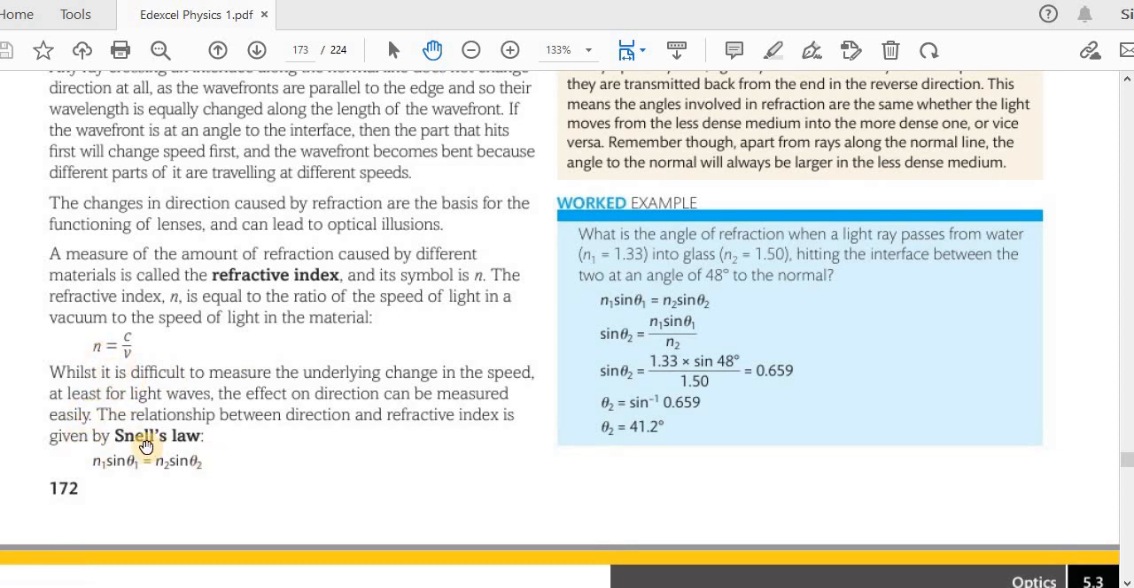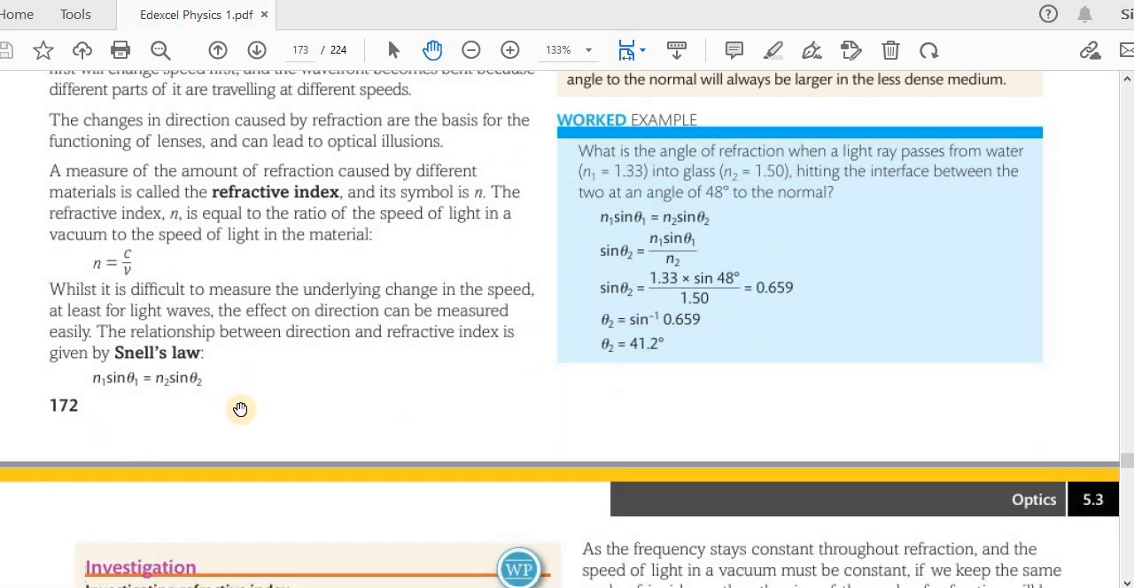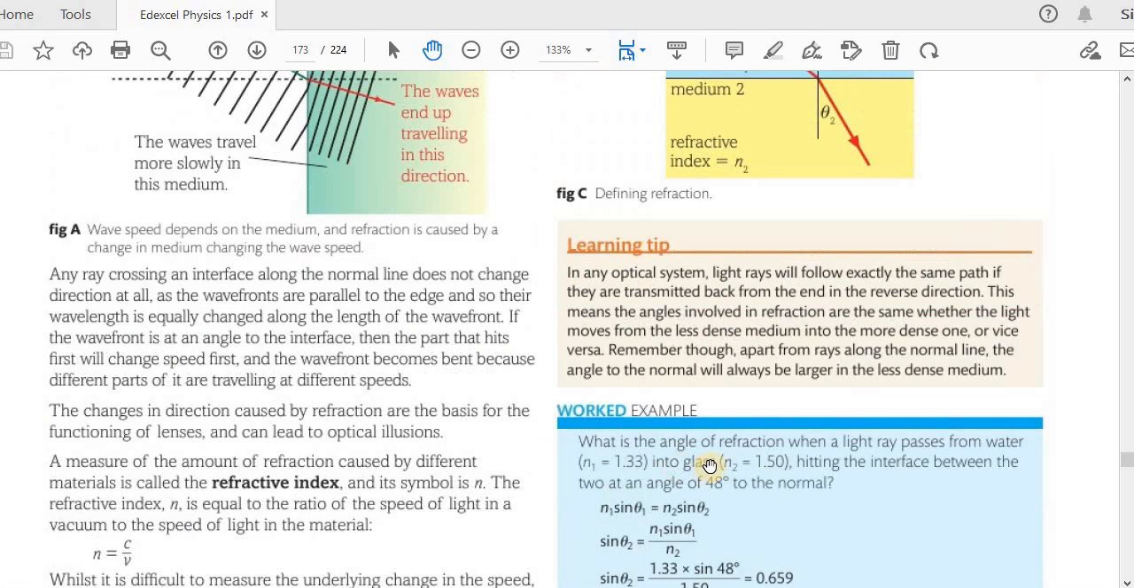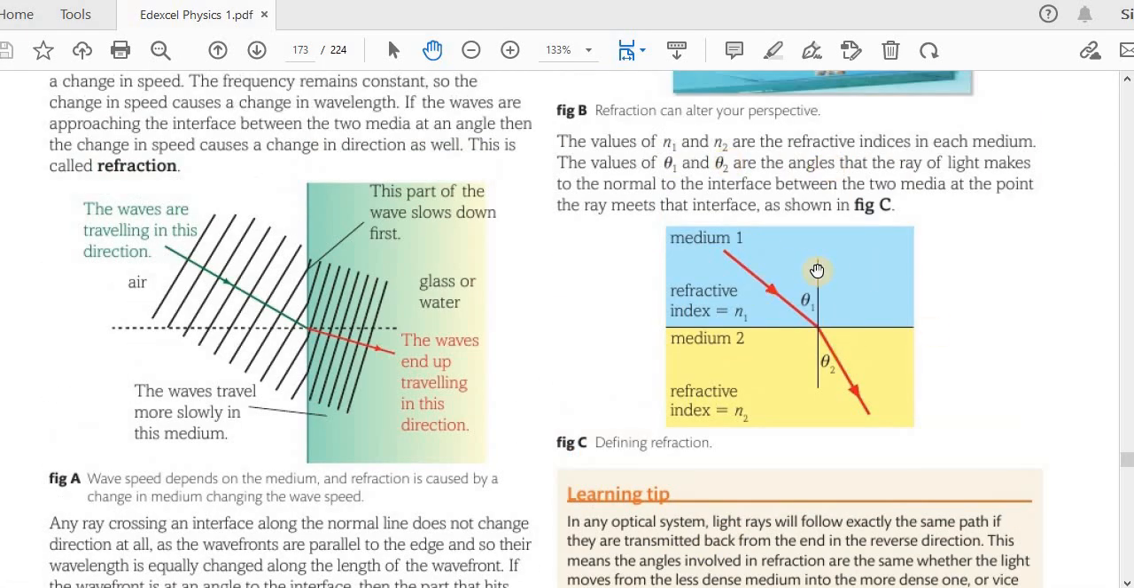I was reading this part. The relationship between the direction and refractive index is given by Snell's law. So this is Snell's law. Now you can see this diagram to help you understand it better.